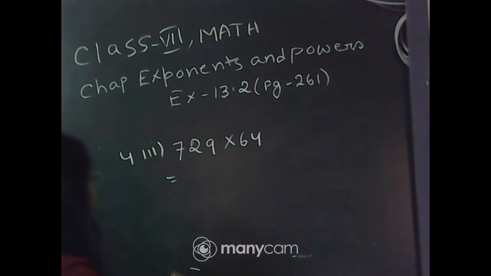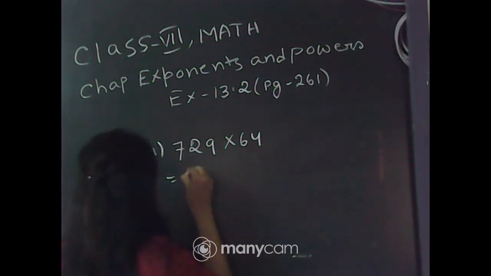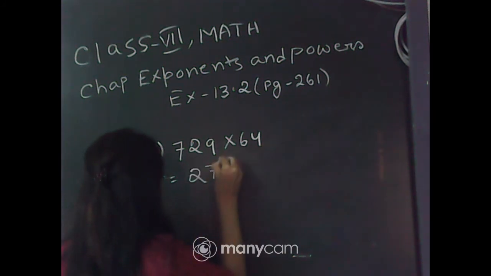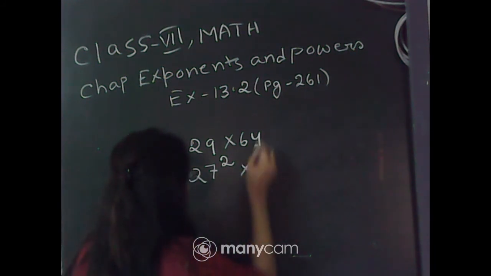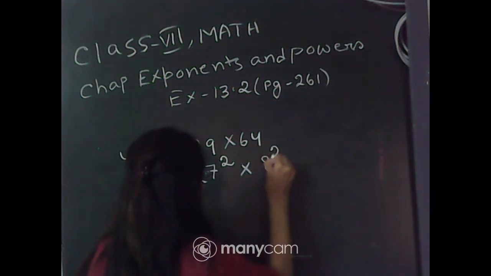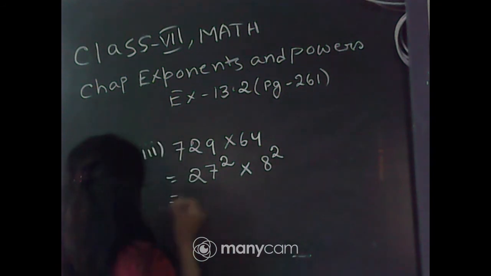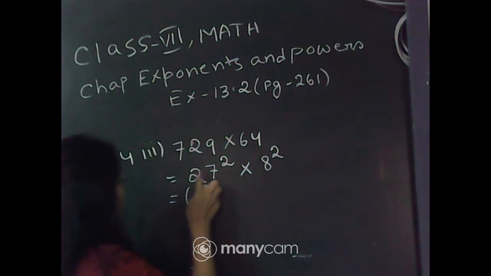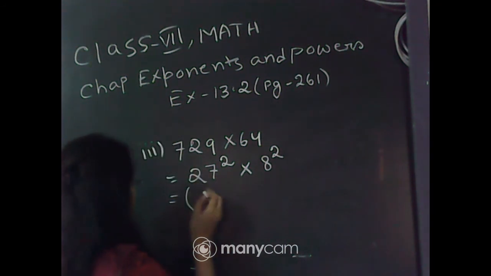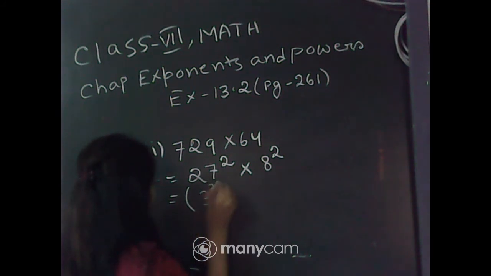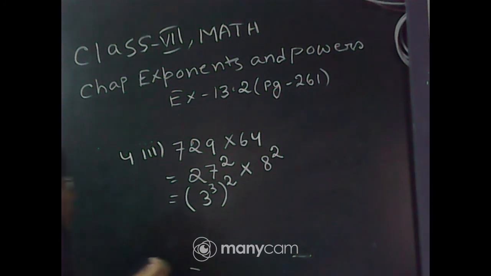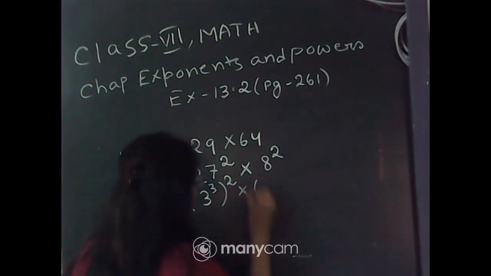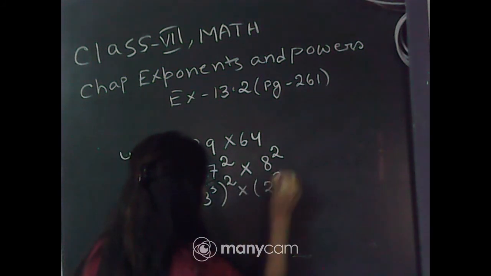Now, 729 is equal to 27 square. You can check this, and 64 is equal to 8 square. Okay. Now, we can write 27 as 3 cube, isn't it? We can write 27 as 3 cube and 8 as 2 cube.